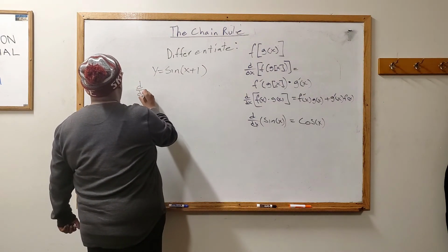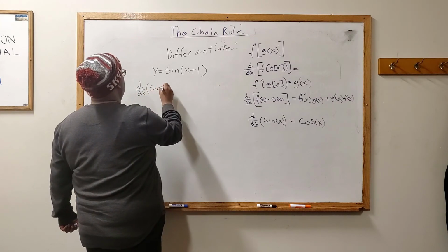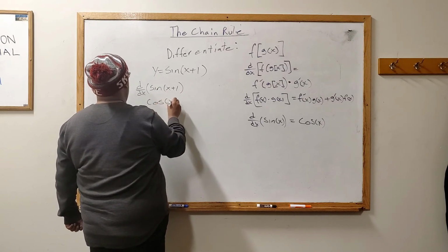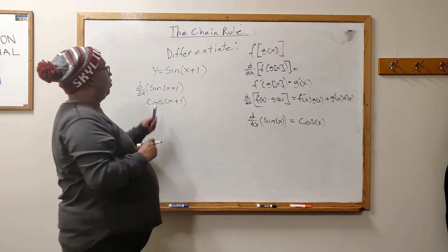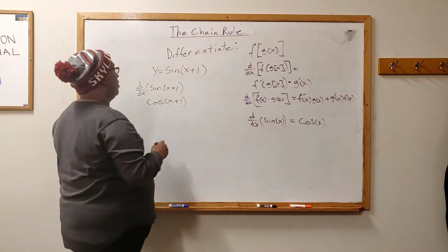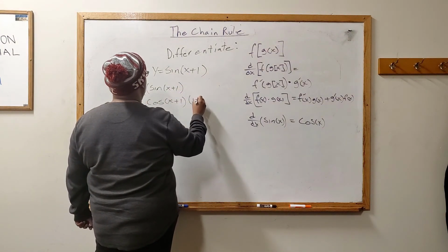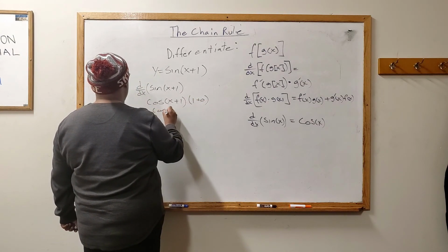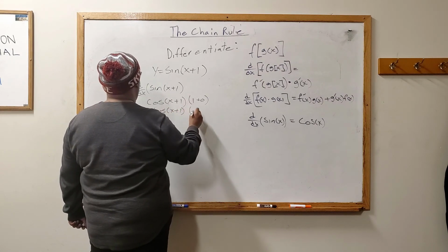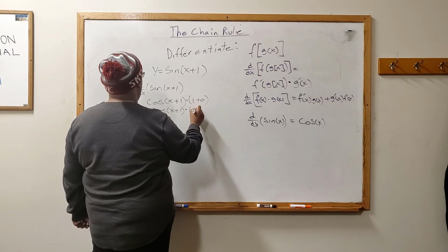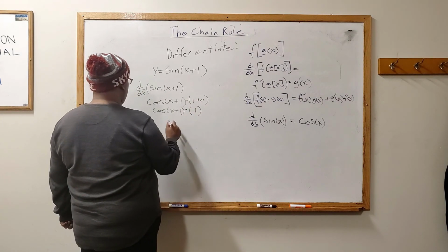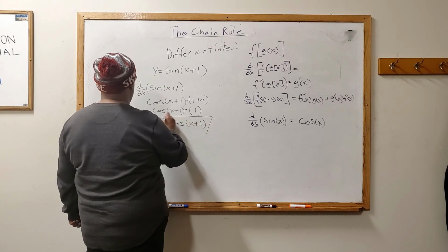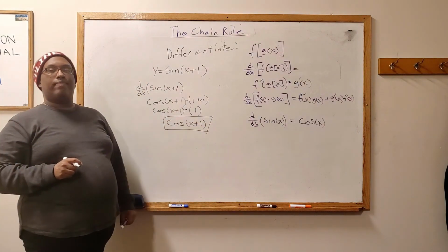d/dx of sine of x plus 1 gives us cosine of x plus 1. But we also have to take the derivative of the inside. Derivative of x is just 1. Derivative of 1 is 0. Simplify that, we get cosine of x plus 1 times 1. Anything times 1 is itself. And we are done.